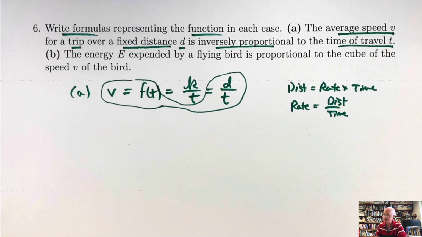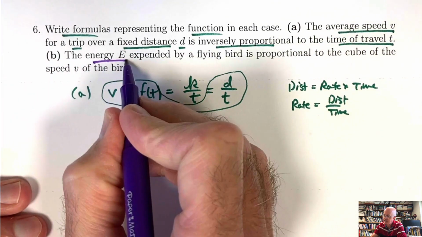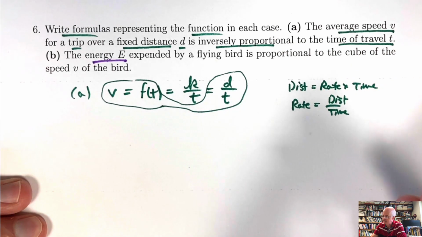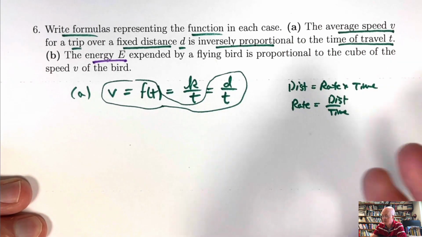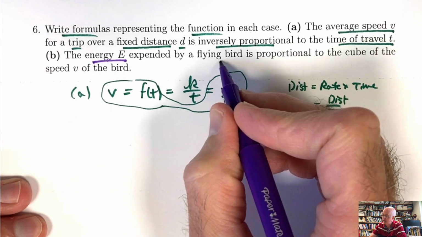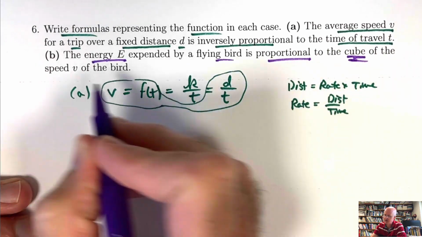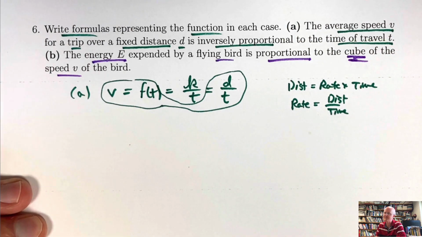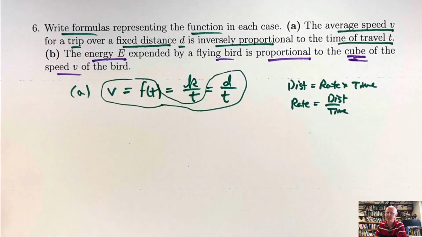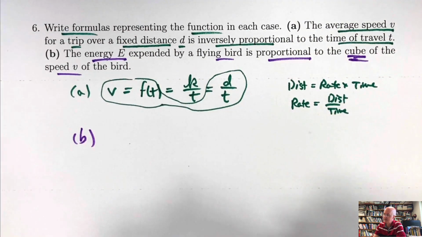Part B, the energy E, not giving units for these things, by the way, that's okay, we could give units, expended by a flying bird is proportional to the cube of the speed v. Is that true, you might wonder? I'm not sure, but I saw this in a book, and so I'm assuming it's right. It's proportional to the cube.